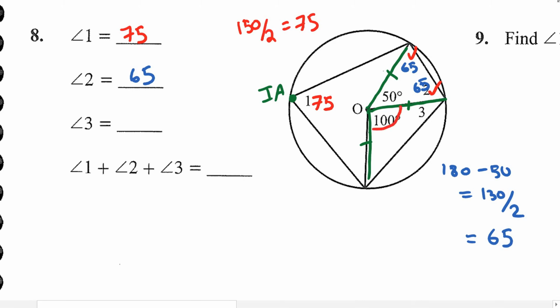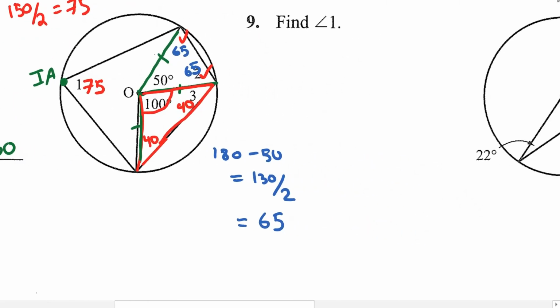If I've used up 100 degrees in this red triangle right there, that means 80 degrees is left, and 80 divided by 2 is going to be 40 and 40. So angle 3 is going to be 40 degrees. And if I add up all three of these angles, that gives me 180 degrees for that last particular problem. Okay, so that question is not too bad.